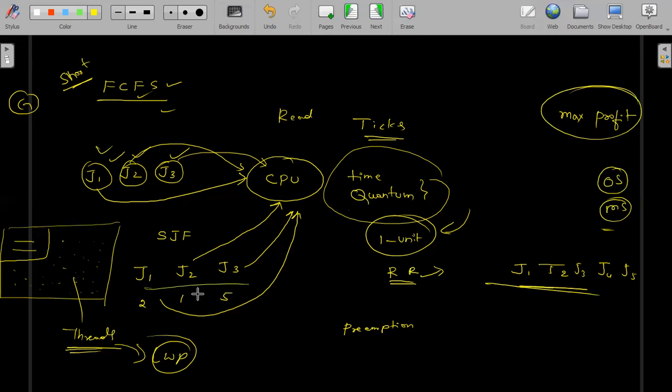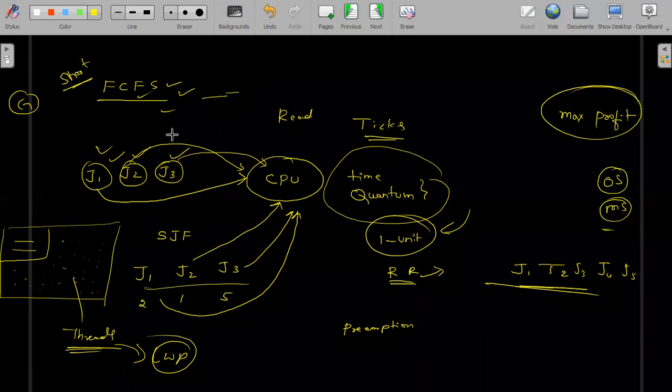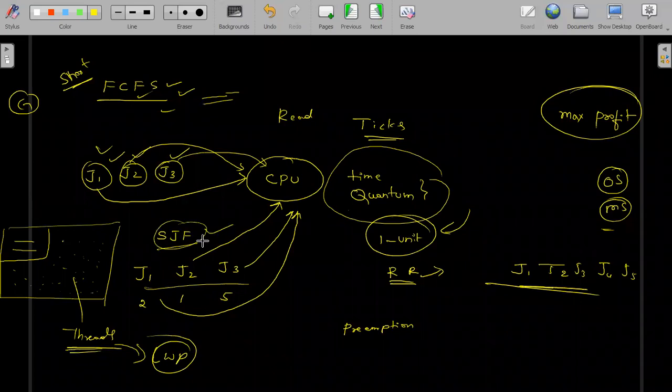Here also a lot of jobs are there. Depending on which sequence you follow: for example, FCFS, what is the format? First come first serve. Shortest job: whichever has the shortest time will be executed first. Round robin: every process executes for 1 unit of time. One more important thing to understand here is that every job is going to have a deadline.